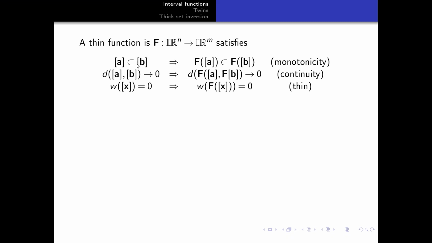Okay. I want also some continuity. So it means that if the Hausdorff distance between two boxes is small, then the distance between the mappings, the boxes that are produced by F, will also be small. And also when the width of X is equal to 0, then I want the width of the image by F to also be equal to 0. So W means here the width, whereas D is the Hausdorff distance. So it is a thin function.